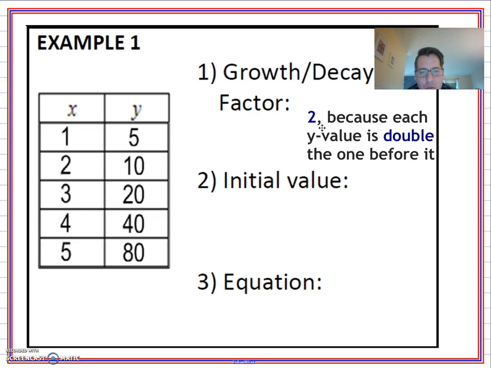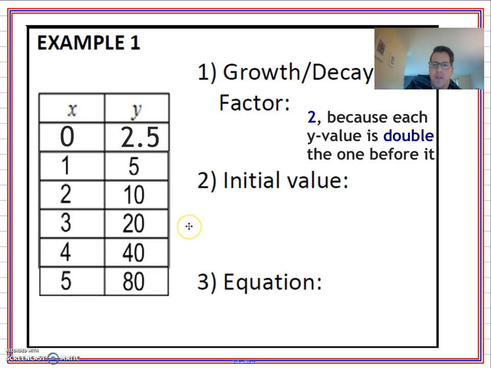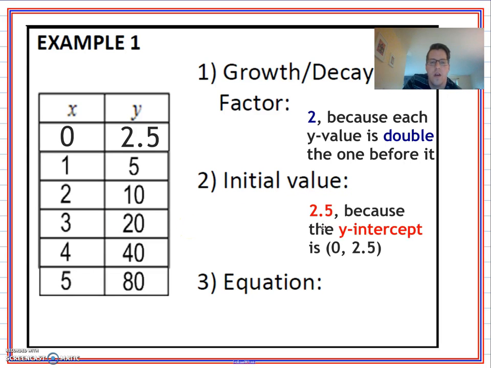Now, the next thing we need to find out is our initial value. And we've learned that our initial value is our y-intercept. So we're going to have to work on our table a little bit to find out that our y-intercept is (0, 2.5). That's going to give us our initial value, and we can put those together thusly for the equation.